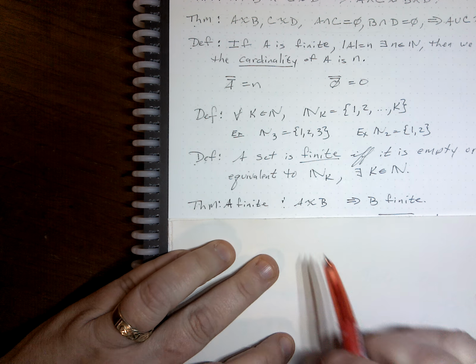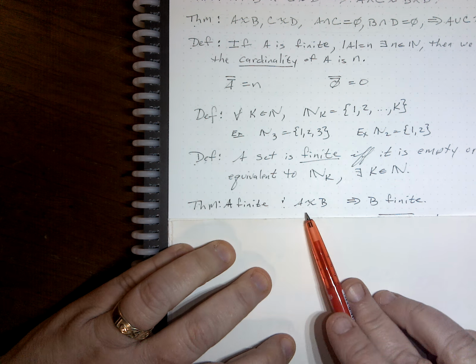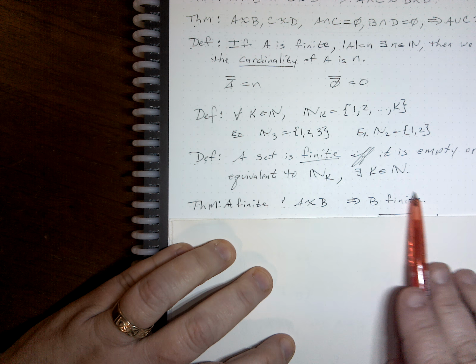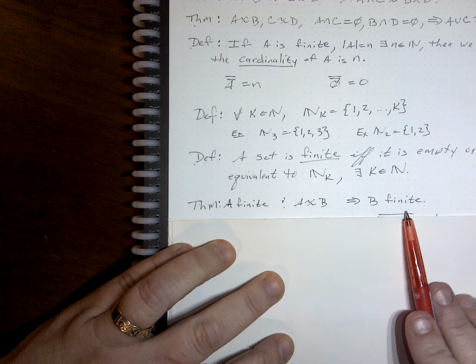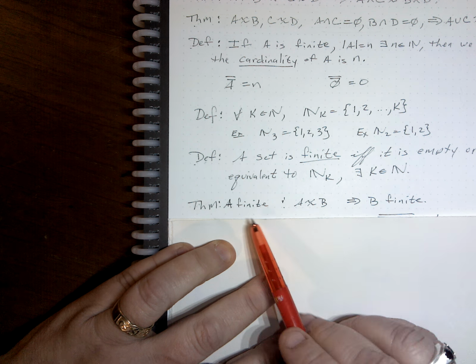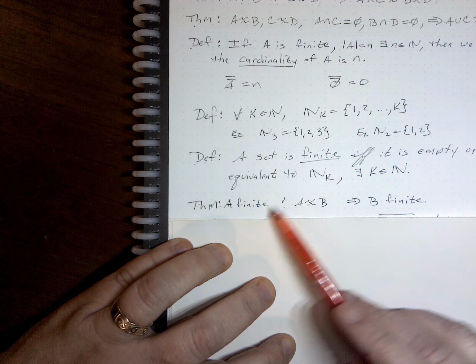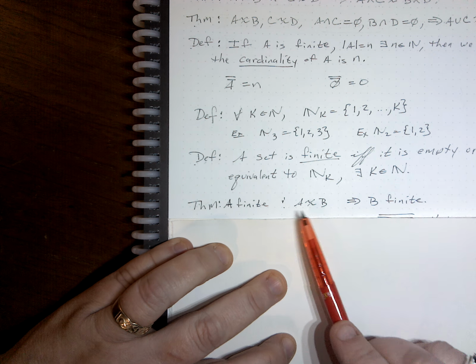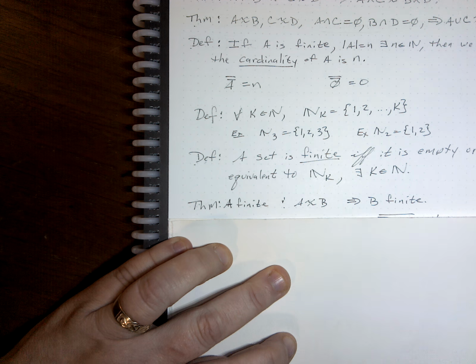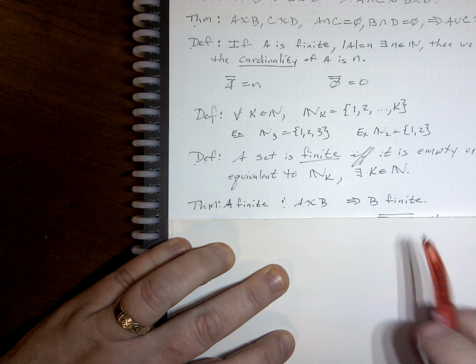Theorem. A is finite and A is equivalent to B. That implies B is finite. So to prove that B is finite, I need to show that it's equivalent to some n sub k. This is going to be pretty straightforward, because if A is finite, it's equivalent to some n sub k. A equivalent to B means there's a one-to-one onto mapping here, so by the transitive property, then I can get that B is finite.